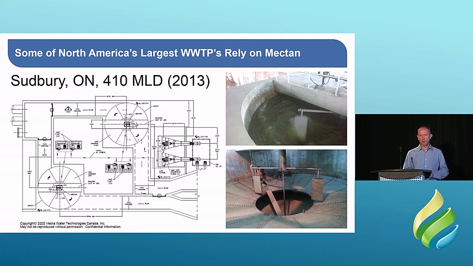This is an example of another project we did with the Mectan V. It's in Ontario, Sudbury, a big plant. So we put in 2 of the 6 meter diameter chambers. You can see those on the graphic there. 2 of the grit classifiers. You can see them on the right of the graphic. And again, you wouldn't be able to do this without that flexibility in design.